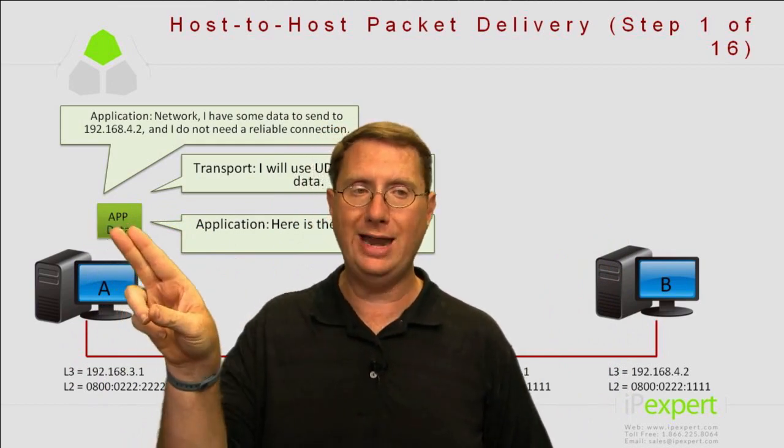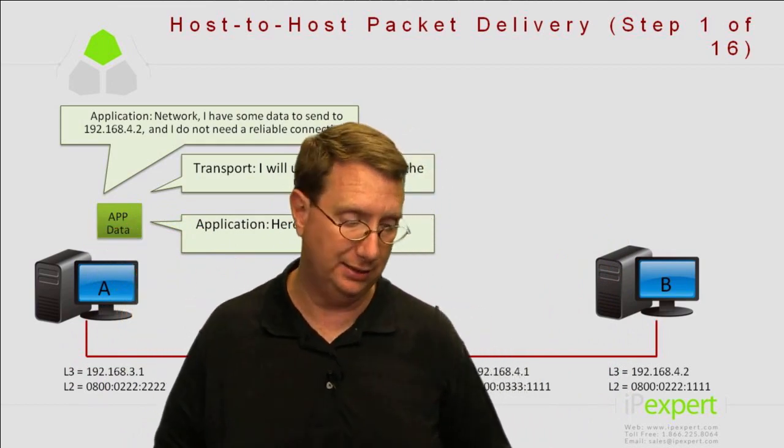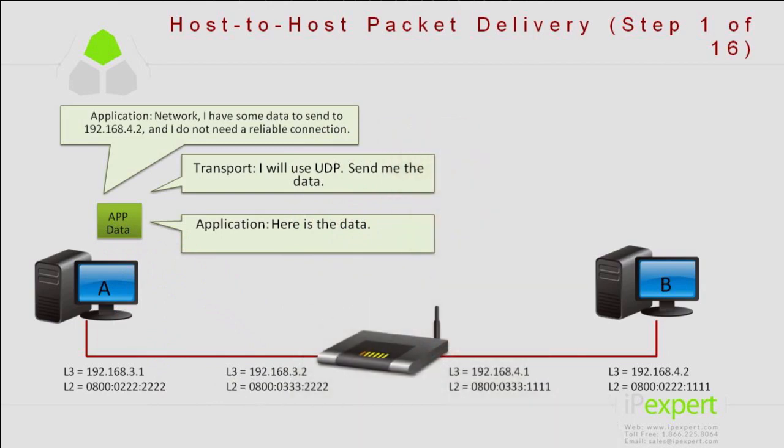But what we need to talk about right now is this packet that I'm trying to send. Remember, layer 3, the PDU, is a packet. So I have a computer application that's running on this device. This device says, network, I have some data that I need to send to a particular user. That particular user has an IP address of 192.168.4.2, which is this layer 3 address.